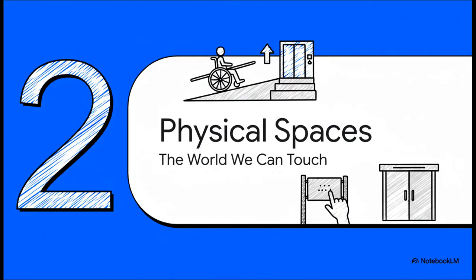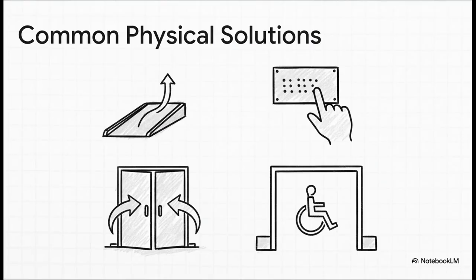So let's start with what we know, right? The world we actually walk around in every day. What does accessibility look like in the places we can physically see and touch? You've seen these a million times. Can't use the stairs? There's a ramp or an elevator. Can't read a printed sign? Braille gives you another way to get that information. Can't open a heavy door? It just opens for you. Need to shorten the trip from your car? There's a parking spot right up front. Each one of these is a direct solution to a very specific physical barrier.